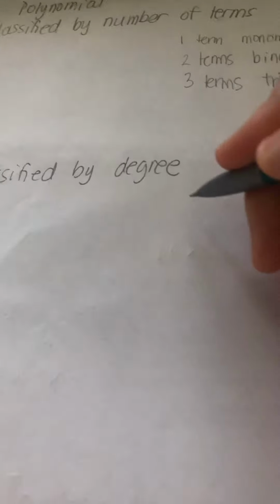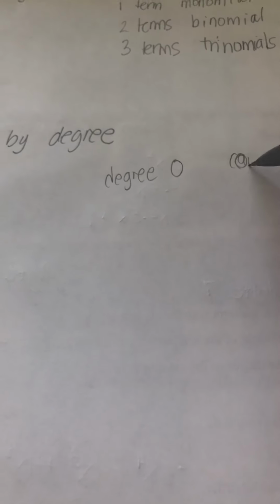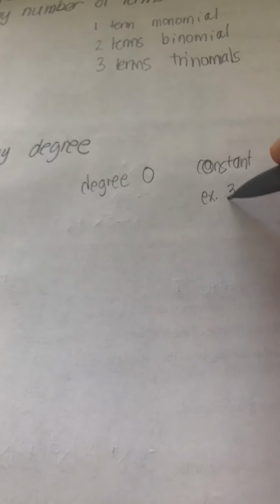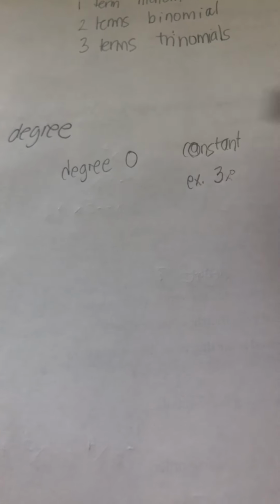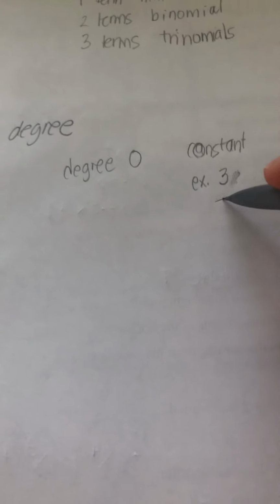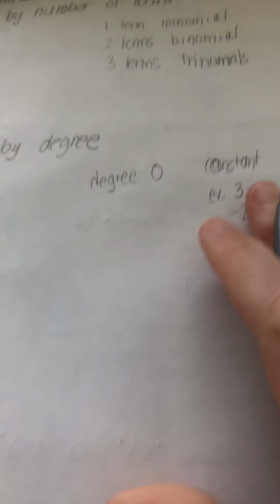When you are classifying, another way to classify a polynomial is by degree. So if it's degree 0, it's called a constant. And we've already had some examples. For example, 3 is considered degree 0, and it's because you could put an x to the 0 there and not change the value of it. Okay? -2 is degree 0. If you just have a number, it's degree 0, and you could put an x to the 0 by it. Okay? And it's called a constant.